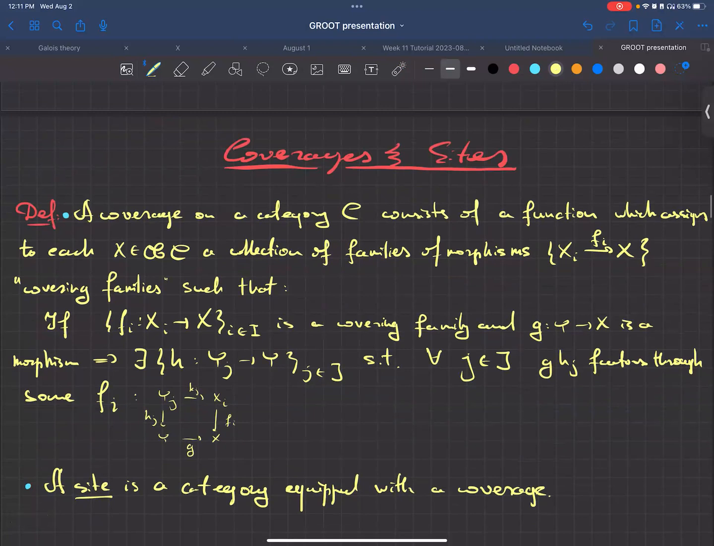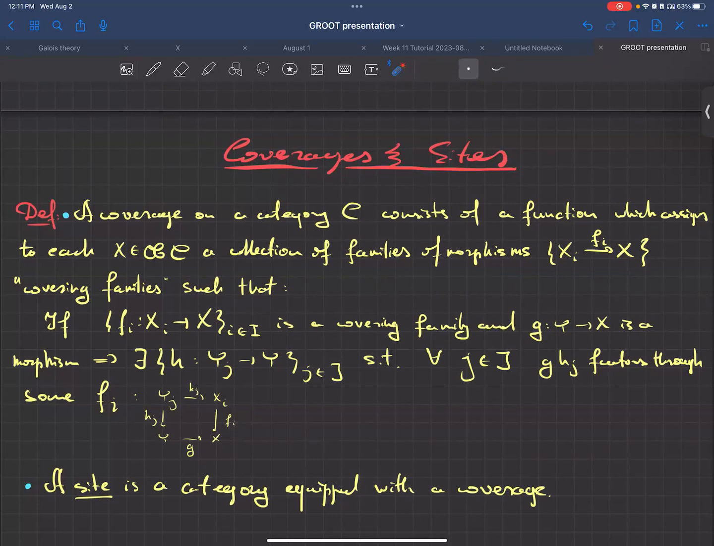All right. So this was sort of a general nonsense. And now we have to introduce a certain geometry into the picture. So we need to consider coverages and sites. We start from the concept of a coverage. It is slightly more general than the classical definition of a Grothendieck topology on a category.